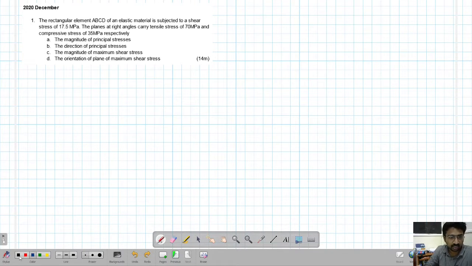As with any problem, the first step is drawing the stress block. They have given shear stress of 17.5 MPa, so I'll draw the shear stress first. This direction I will draw first, then the equivalent opposite on this side. This is rotating the element in the counterclockwise direction, so to oppose that, I have a pair of shear stresses like this. The value of shear stress, tau xy, is 17.5 MPa.